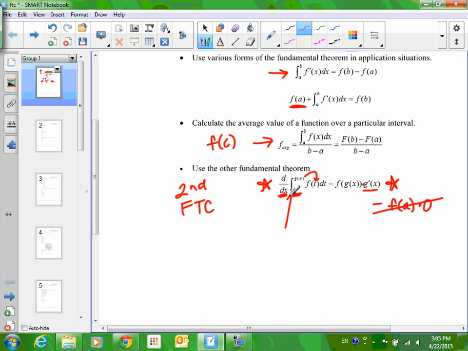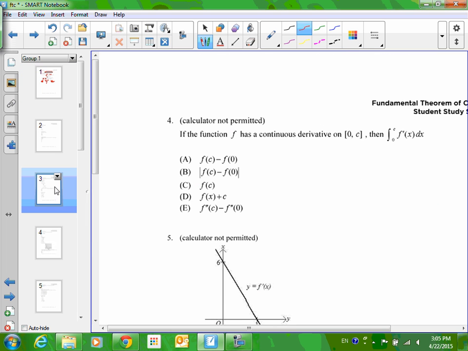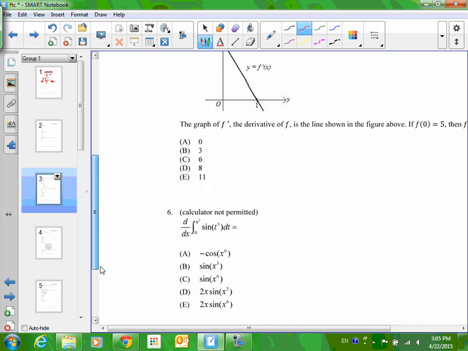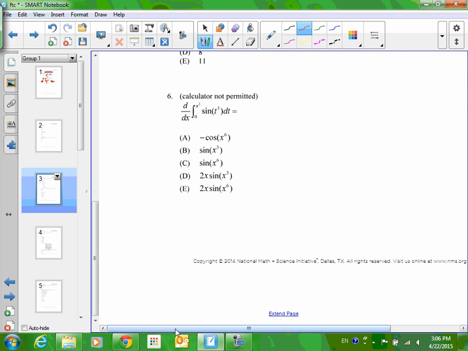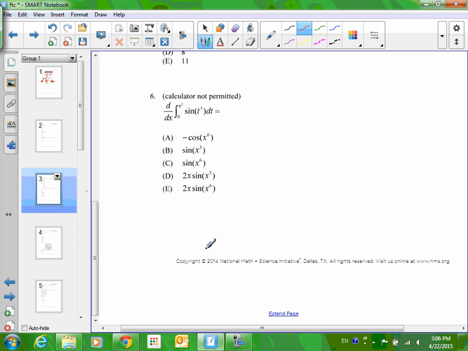And on the AP test, that lower bound is always shown as a number. They don't have to do it that way, but that's how all the problems are shown. All right, and so you really don't even have that second piece. Okay, I want you to turn to number 6. This is the first one we're going to do.